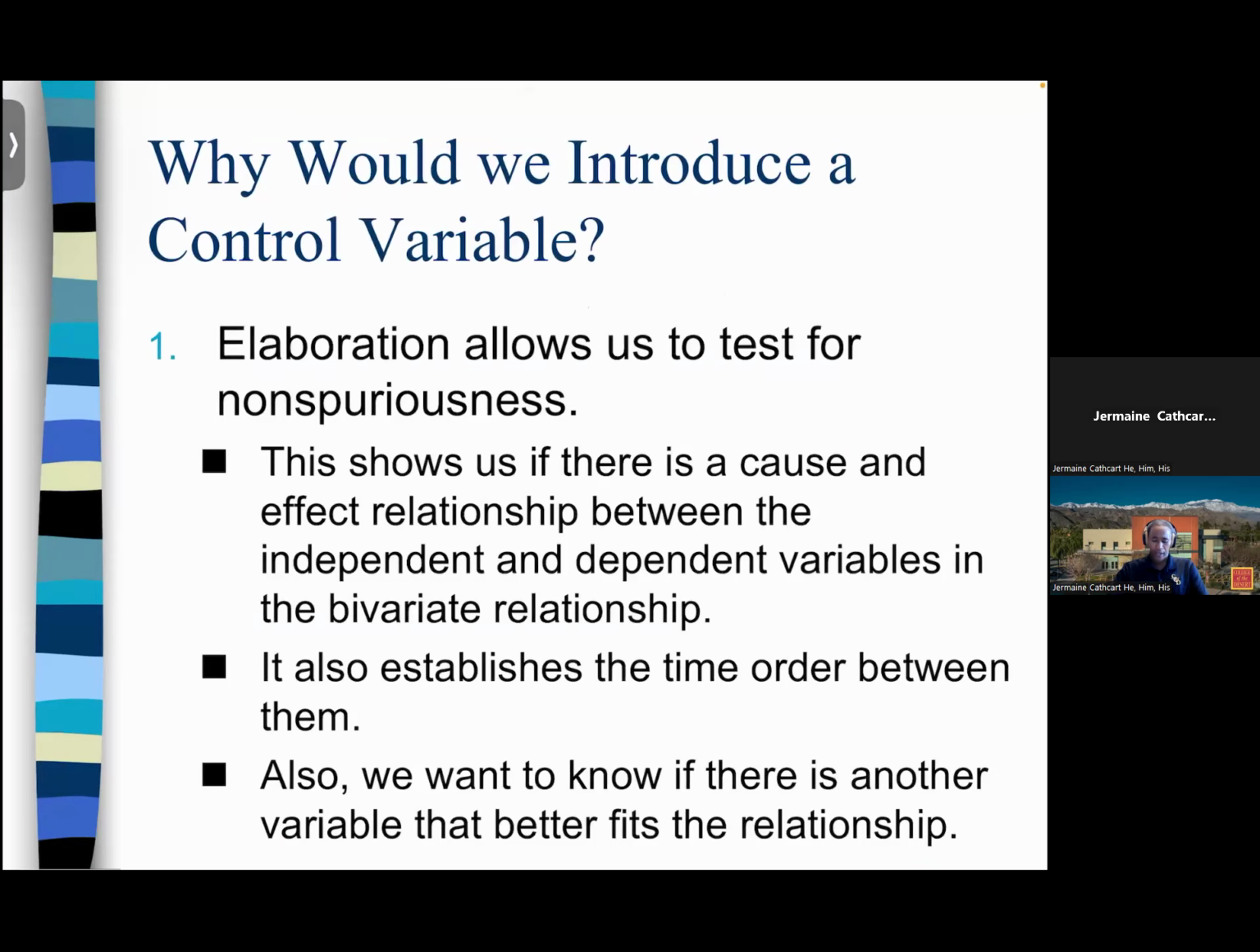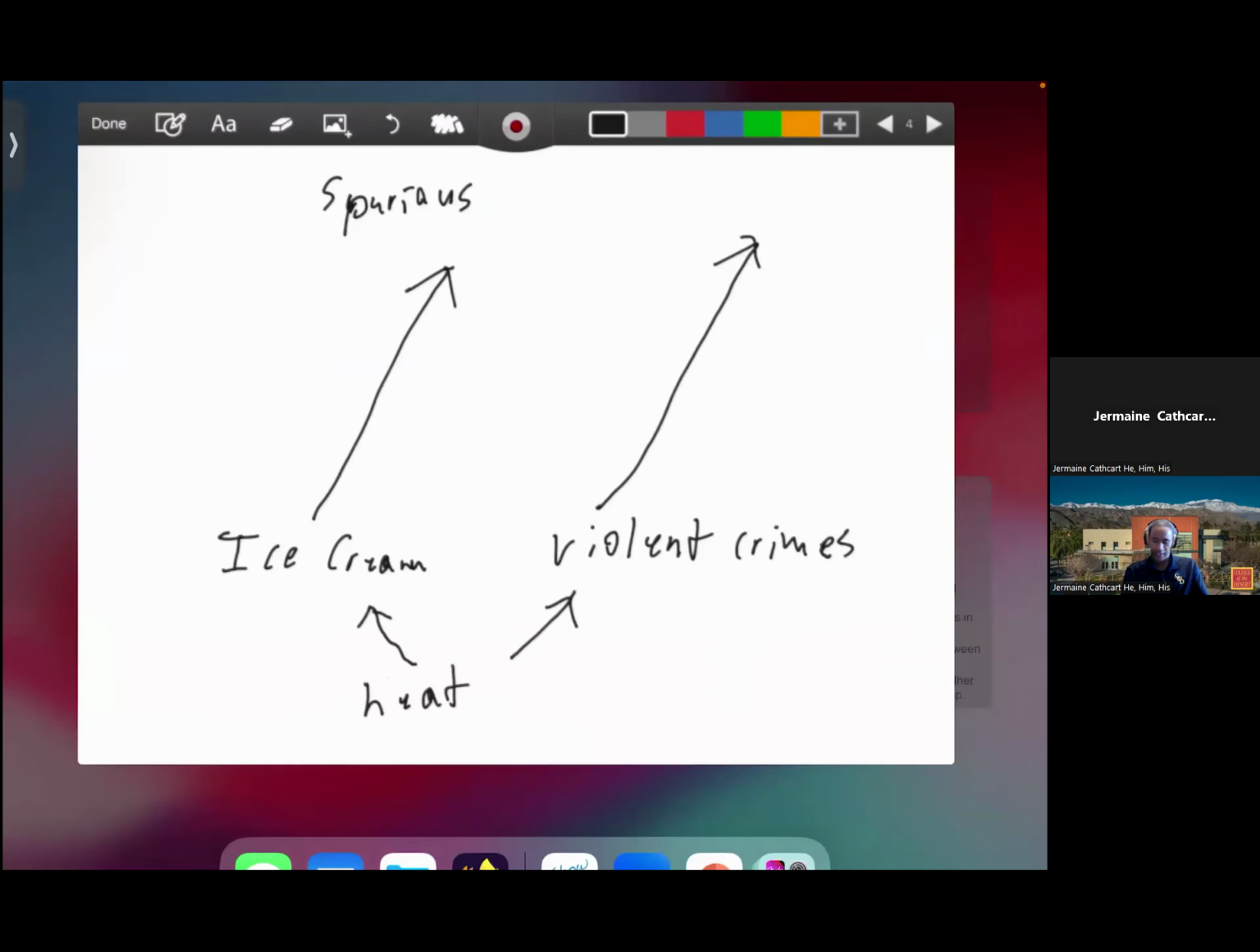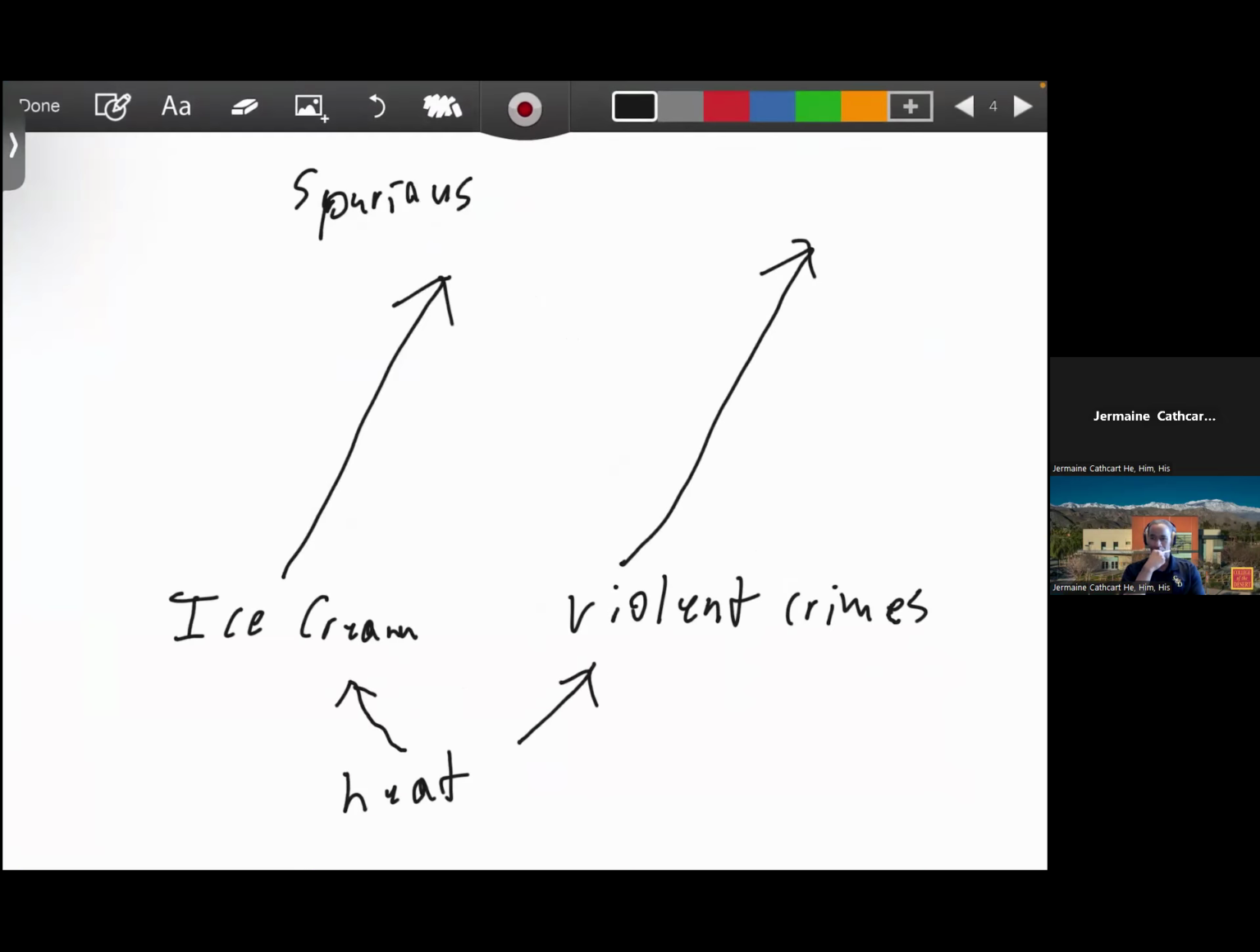Okay, and then the other thing, when it says it establishes time order, right? You can say that ice cream and violent crimes are related, but there's no time order here, right? Heat, we can say heat precedes ice cream consumption. As it gets hotter, people are more likely to eat ice cream. As it gets hotter, people are more likely to commit a violent crime, right? We haven't even established here that ice cream precedes violent crime.